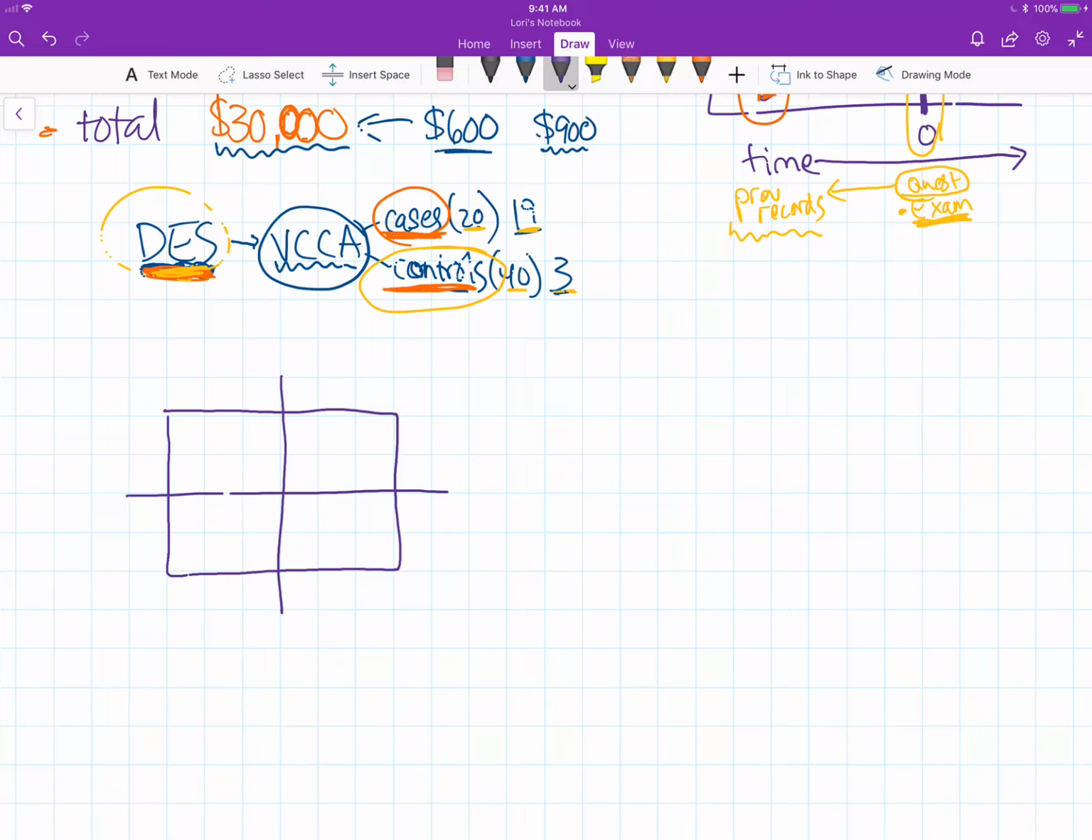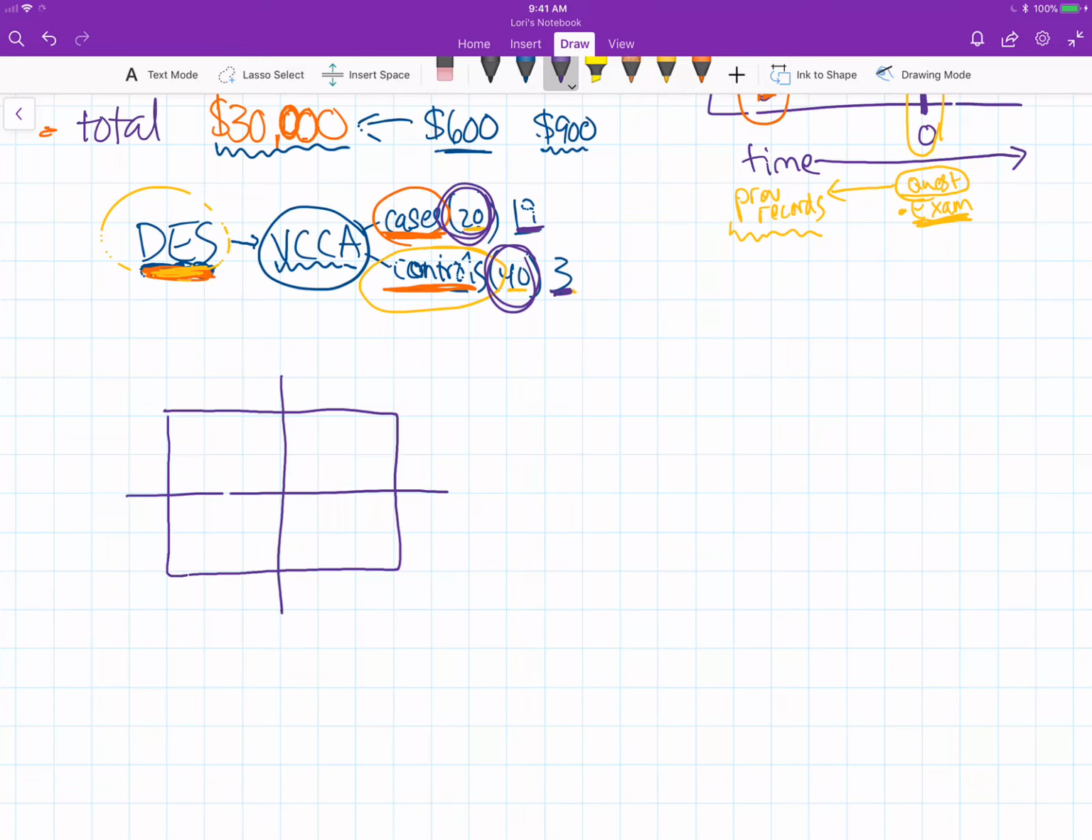So in our last video, we were introduced to a scenario where we have a hypothetical second study that was not actually done, looking at the relationship between DES and vaginal clear cell adenocarcinoma. And we imagined a situation where we have 20 cases and 40 controls. And of those 20 cases, 19 were exposed to DES, and out of the 40 controls, 3 were exposed to DES in utero. So I'd like to show you specifically how to set up what's called a 2x2 table.